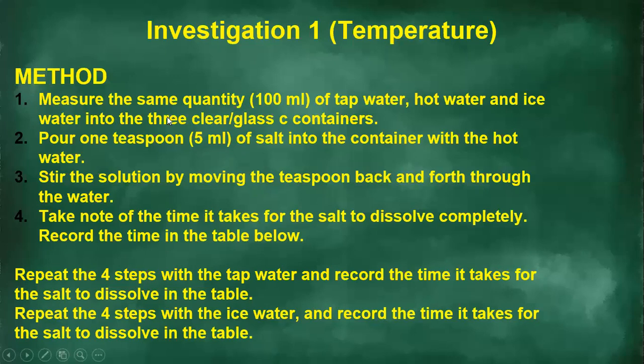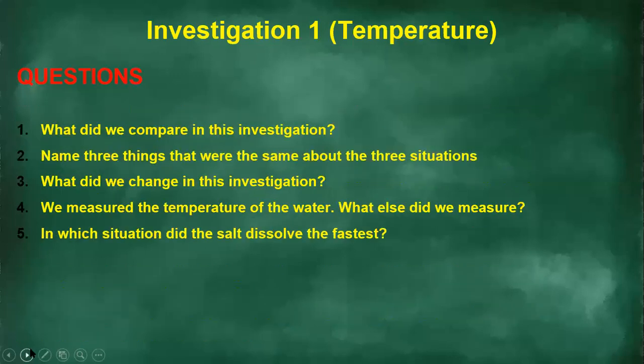So you can record the time in the table. You can draw a table, and in the table you could say hot water, tap water, cold water, and then put time, and you can record the time and see which one goes faster. Now you could repeat the steps with the tap water and also with the ice water, and you'll record the time, and then you'll come to the conclusion. You'll ask yourself these questions.